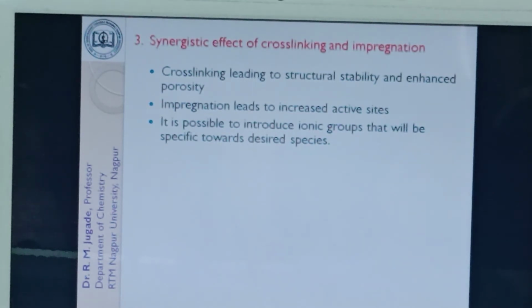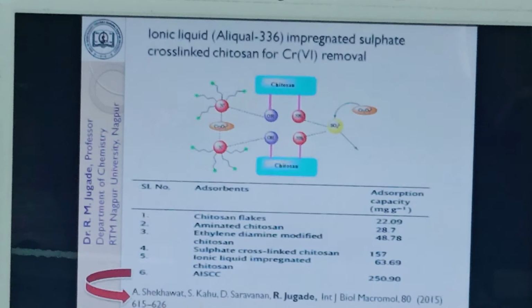The third modification is the synergistic effect of cross-linking and impregnation. Cross-linking leads to structural stability, whereas the impregnation leads to increased active sites. So it is possible to introduce ionic groups that are specific towards the desired species. This is our own work.